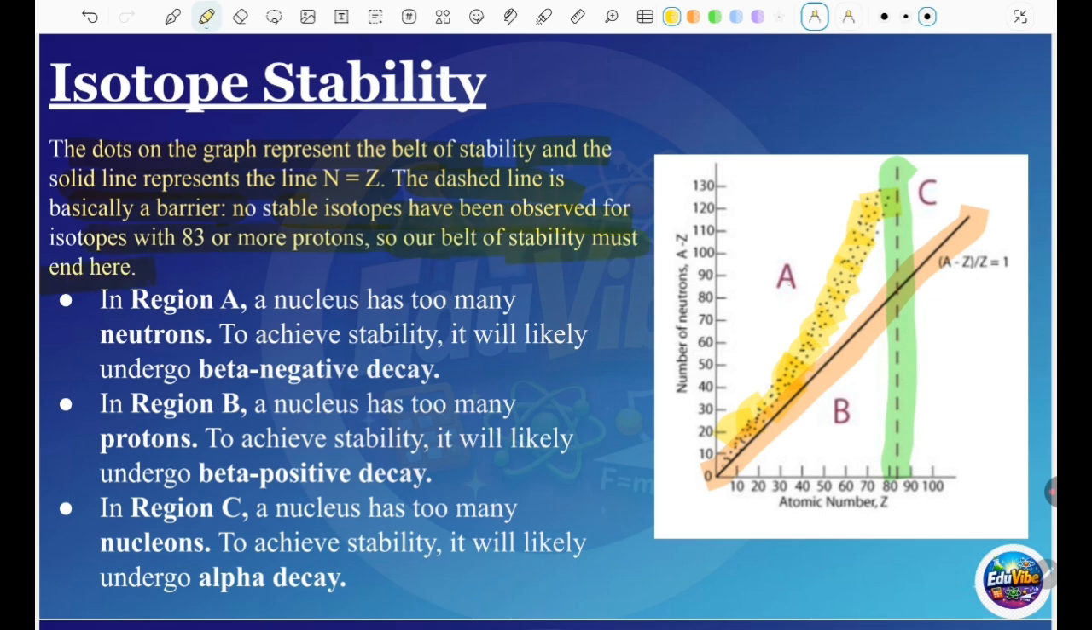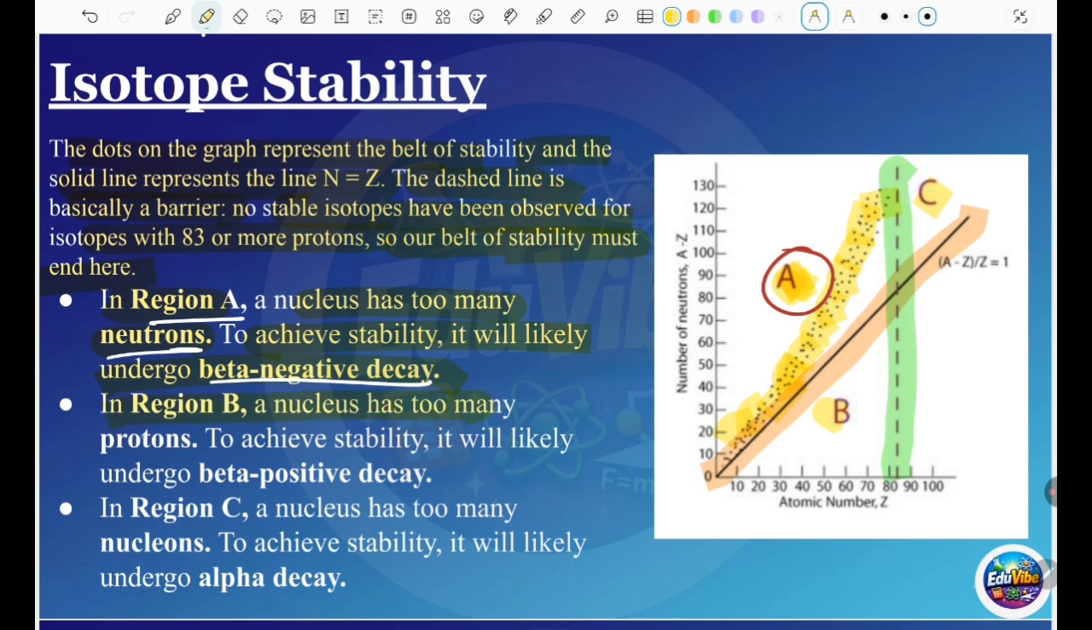So you have to find what these regions are called. In region A, the nucleus has too many neutrons. To achieve stability, it will likely undergo beta negative decay. So in region A, we have more neutrons, and to achieve stability, beta negative decay takes place.